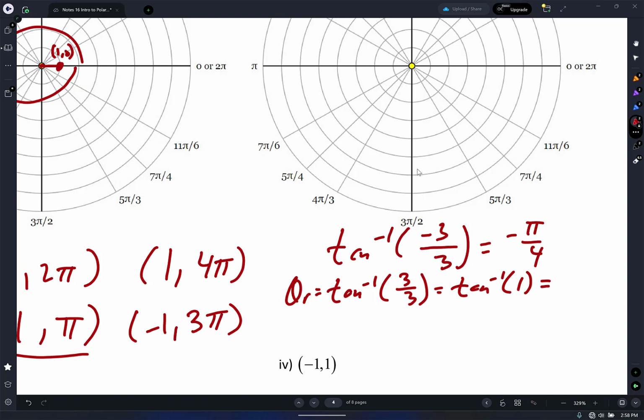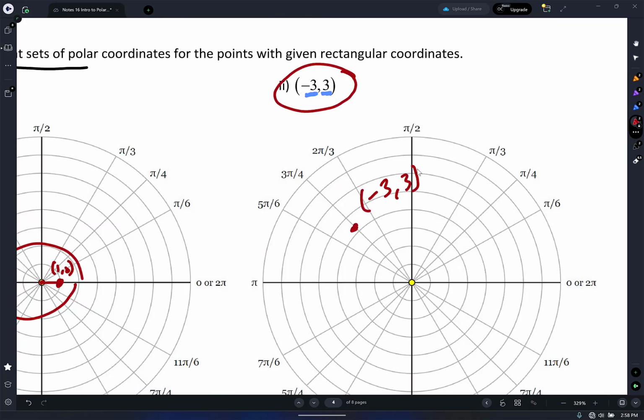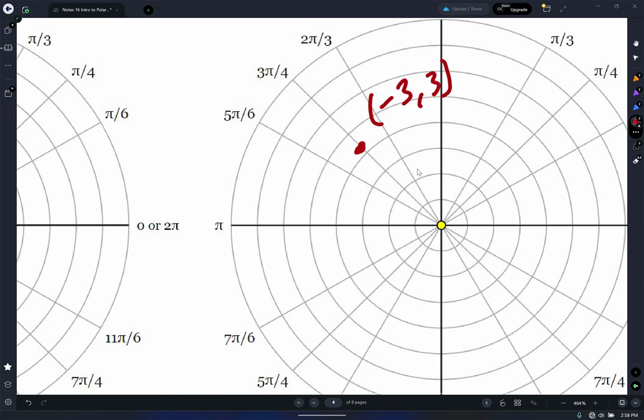And you know the unit circle, where is tangent 1? At pi over 4. Now remember, this is a reference angle. What quadrant is -3, 3 in? It's in quadrant 2. So then you say, well, that means this is your reference, so that must be pi over 4.